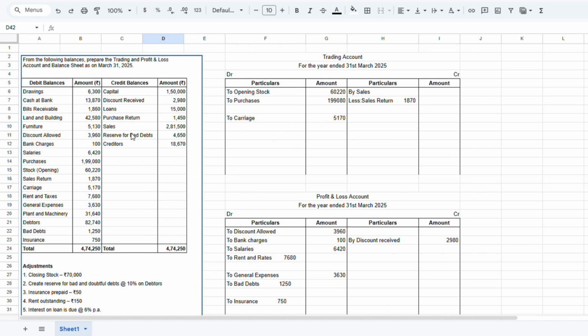We'll record it in the inner column, 15,000, because we have adjustment. Next, purchase return 1,450. Purchase return we will deduct from purchases, that is from direct expenses. We have already recorded purchases less purchase return, that is 1,450. And purchases we will take in the inner column.